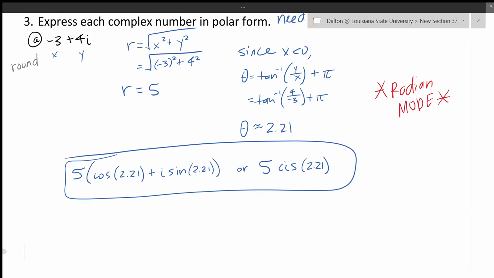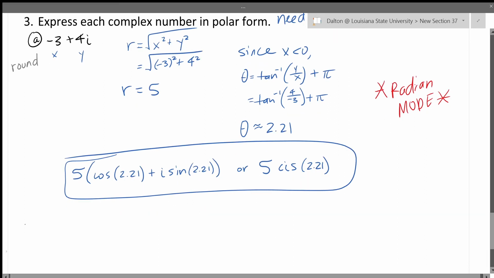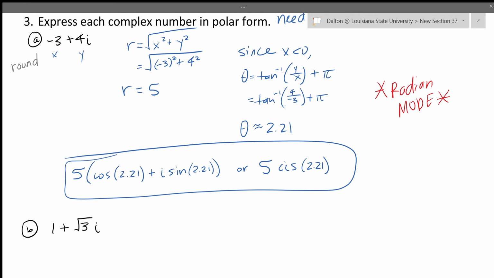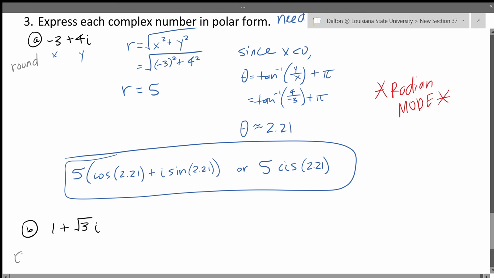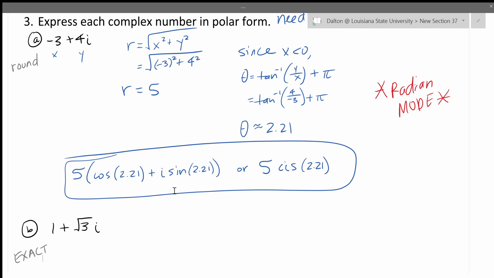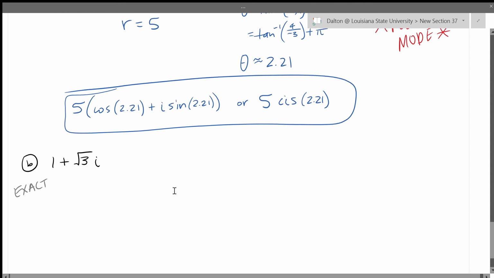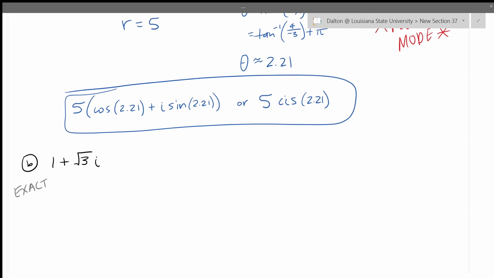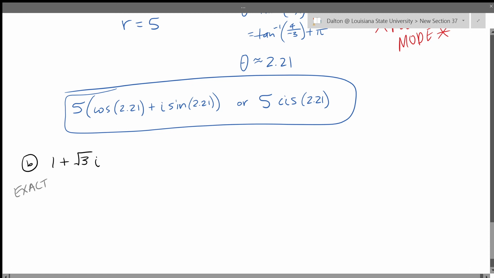Example B. The number 1 plus square root of 3i. This time I want your answer to be exact. So no rounding. Same question. I want this in polar complex form. So I need r and I need theta.